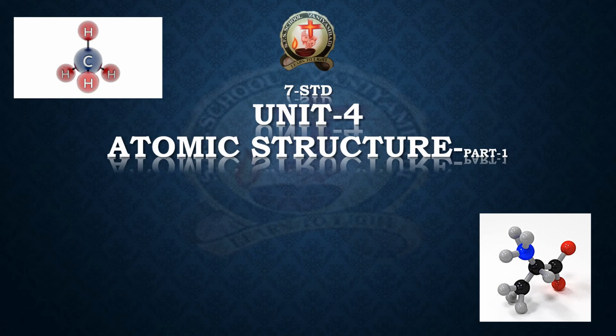Students, in this video we are going to learn unit number 4, atomic structure, part 1. Atomic structure is a very important lesson in our chemistry. Chemistry is fully discovered based on the atoms and their structures: how the atom has a definite structure, how the electron revolves around the nucleus, and how the atom was fully modelled. Like that, we are going to see here.